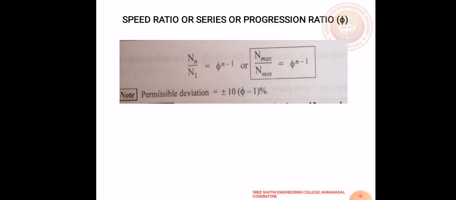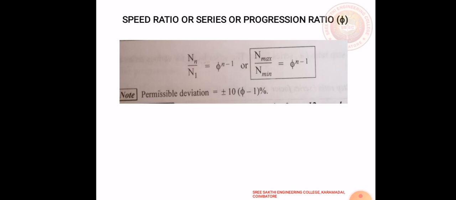How to calculate the step ratio? By using this formula: psi power n minus 1 equals n maximum divided by n minimum. N maximum means the maximum speed of the gearbox. N minimum means the minimum speed of the gearbox. Small n denotes the number of speeds available in the gearbox. So this is the formula to find the step ratio, series ratio or progression ratio.